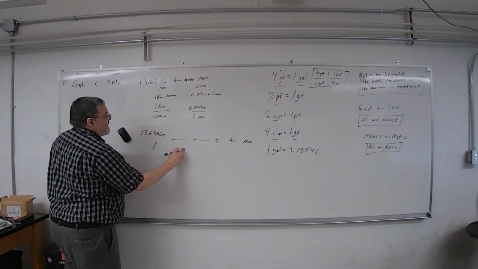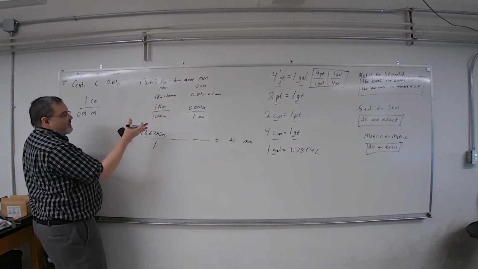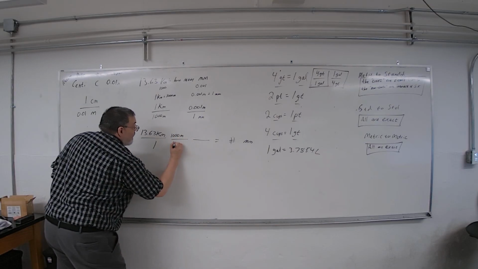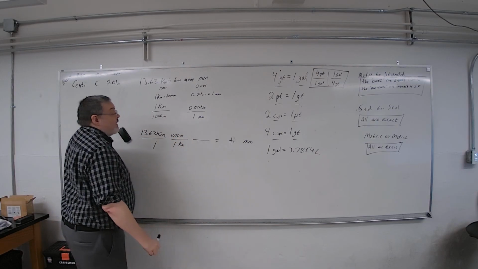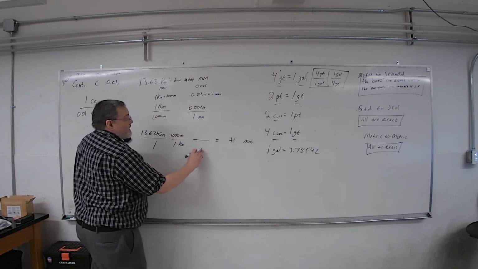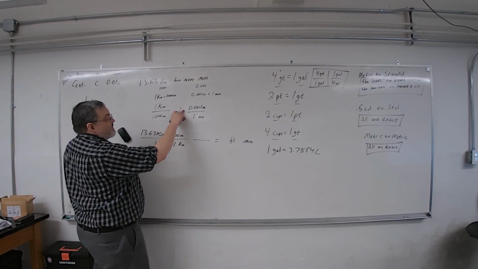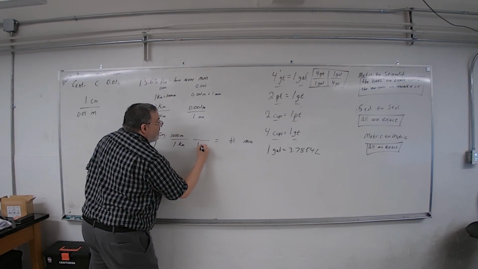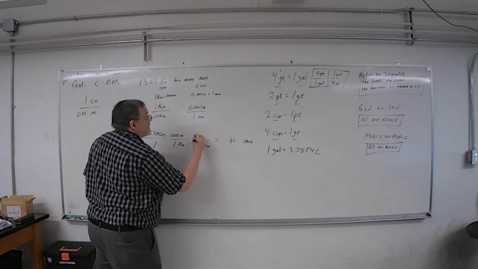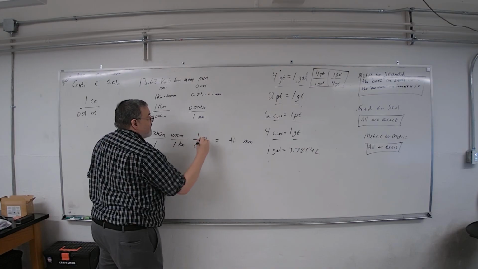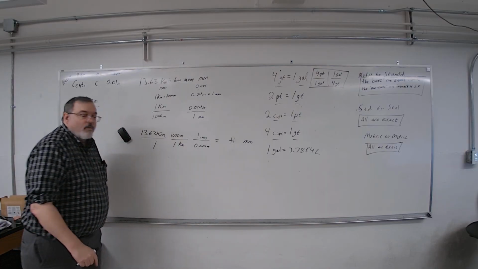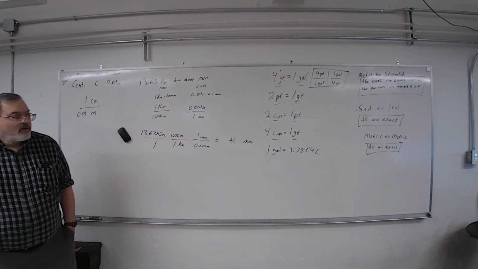I need kilometers on the bottom to get it to cancel. So I'm going to use this, but I'm going to use it flipped over. Okay, cancel kilometers. Now I need to cancel meters because I'm trying to get to millimeters. So I need meters on the bottom. So I'm going to use this one flipped over. 0.001 meters is 1 millimeter. So kilometers cancels, meters cancel, now I'm in millimeters. That'll calculate out the answer I want.